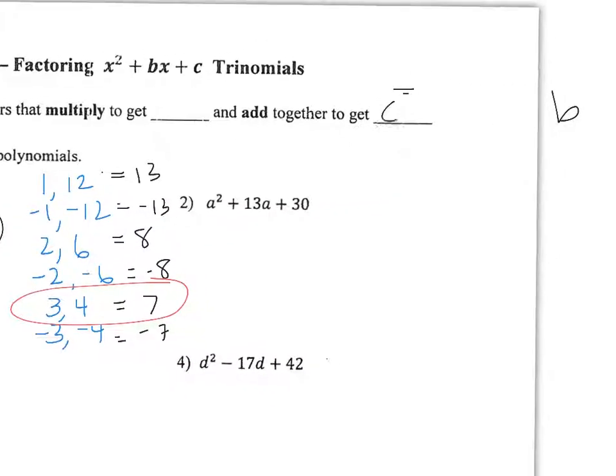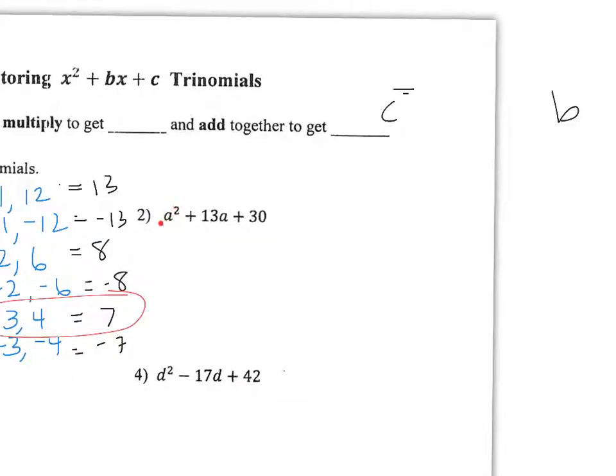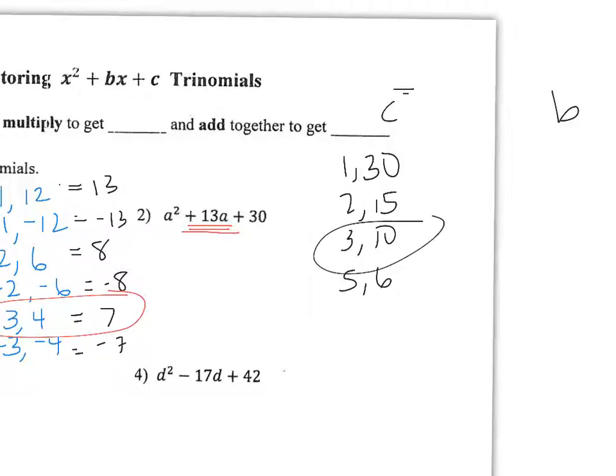Okay, then number 2. The coefficient of x squared is 1, so I can do factors of 30 that add up to 13. The numbers either have to be positive, or a negative and a negative. If this number is a positive, I know it has to be a positive and a positive. So factors of 30 are 1 and 30, but that's going to give me 31. 2 and 15, when I add, that's going to get me 17. 3 and 10, 5 and 6. So it's got to be 3 and 10. So I do a plus 3, a plus 10.